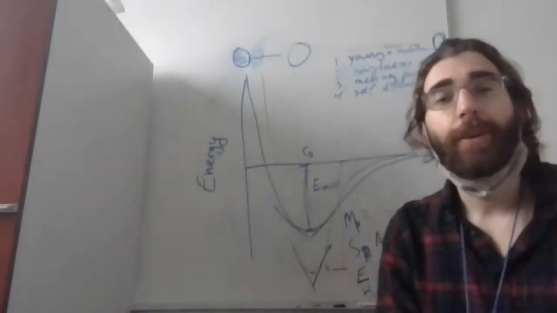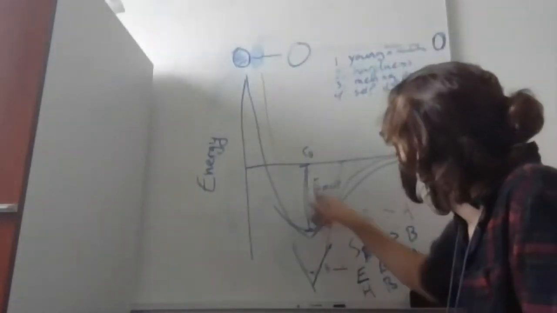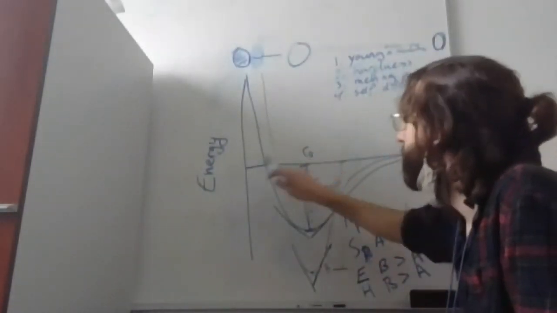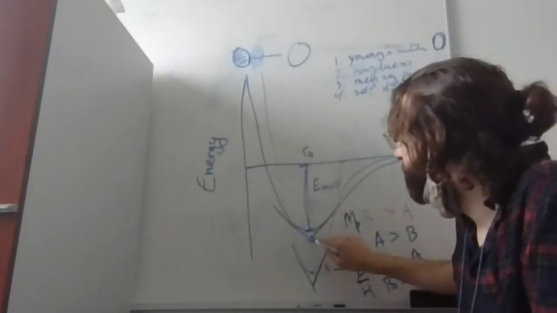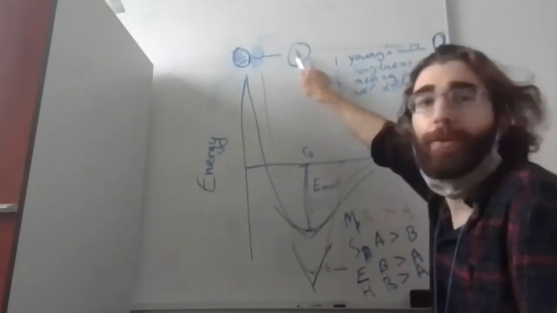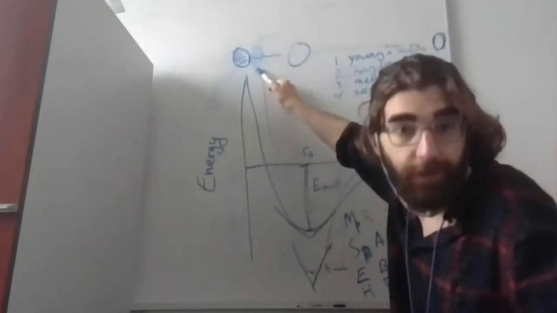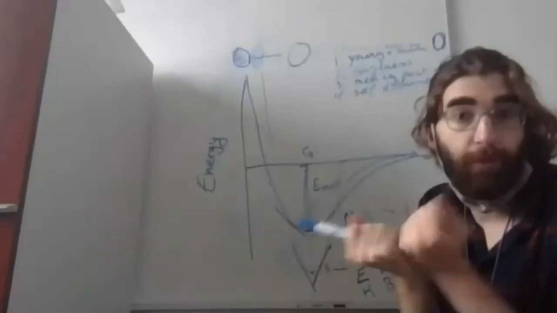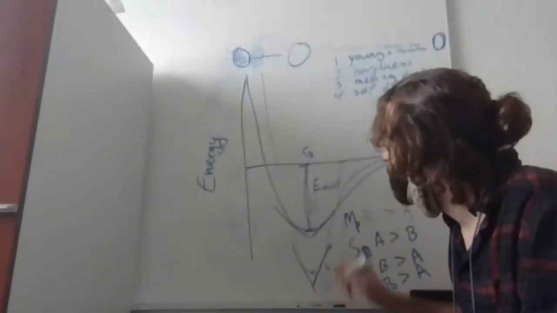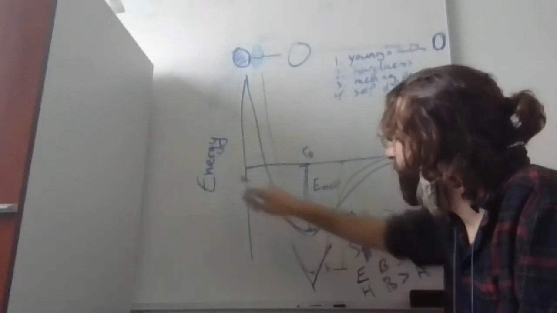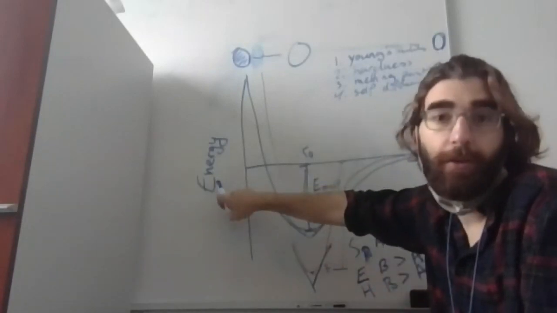And so in that regard, we're looking at the area to the left of the equilibrium distance, right? Because if this is the equilibrium distance, now we're bringing the two atoms closer together. We're compressing them. We're seeing the response to compression.